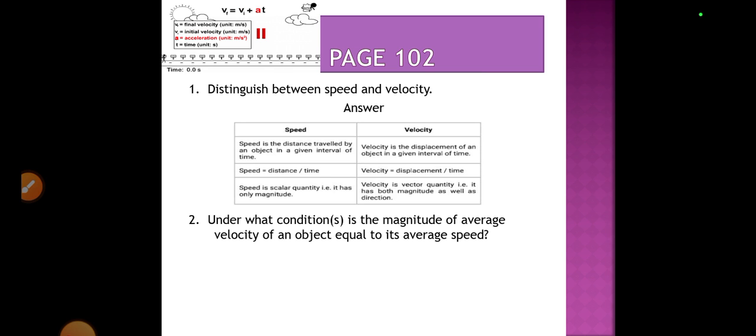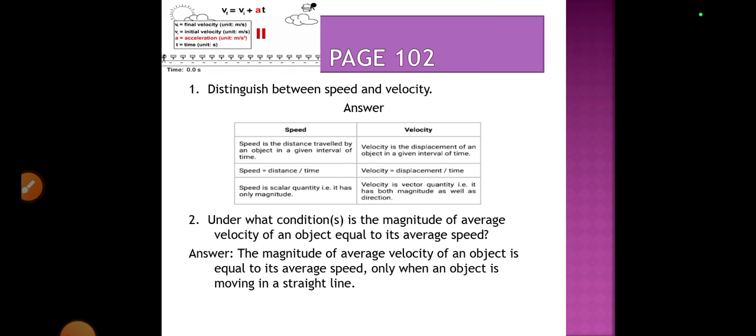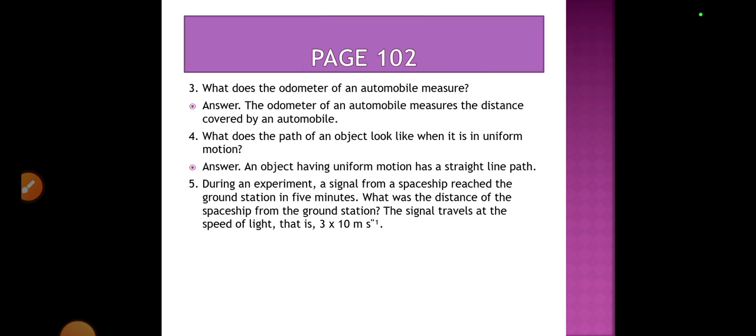Now the second question is, under what condition is the magnitude of the average velocity of an object equal to its average speed? So the magnitude of average velocity of an object is equal to its average speed only when the object is moving in a straight line. So next question, page 102.